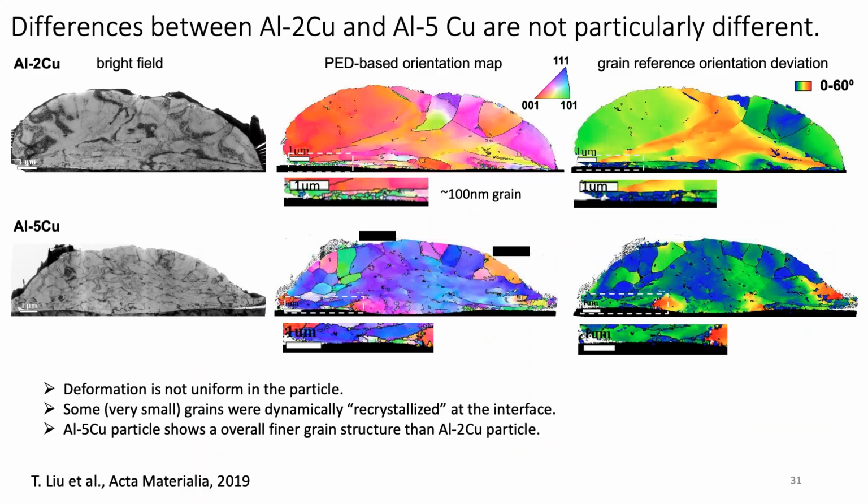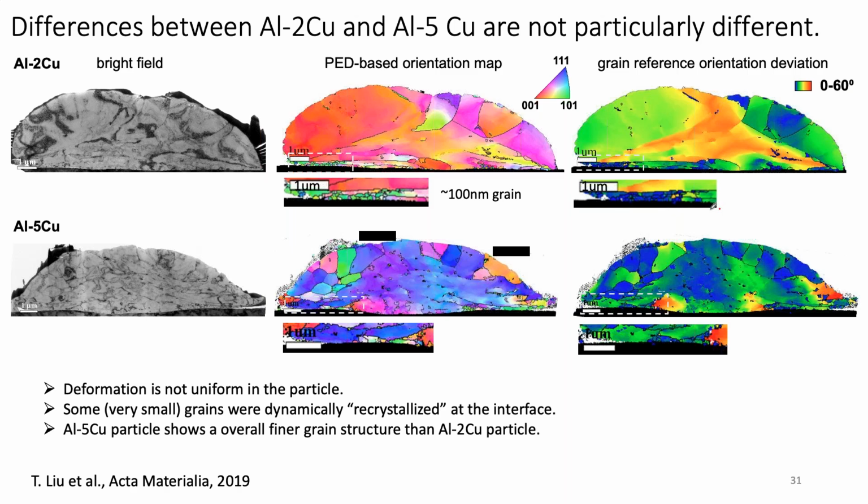We didn't see particularly strong differences between aluminum 2 copper and aluminum 5 copper. There was a little bit of a finer microstructure, grain structure, in the aluminum 5 copper than the aluminum 2 copper. Now that might be sampling. We saw quite a large grain in this particular aluminum 2 copper sample, and then finer in the aluminum 5. But from a statistics standpoint, if we were to sample many grains, what would we see?